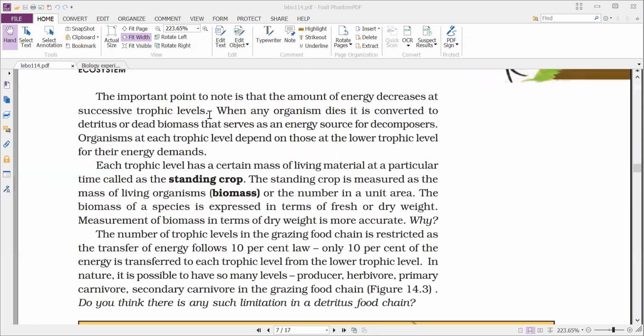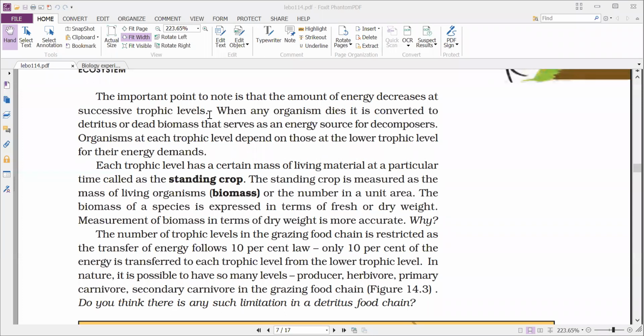Already we discussed productivity. Whatever energy is synthesized by the producers is not stored in the producers. The gross primary productivity is not completely available to the next trophic level. Some amount of energy is lost in the form of respiration, and the remaining we call net primary productivity, which is only made available to the next trophic level. So some amount of energy is lost.